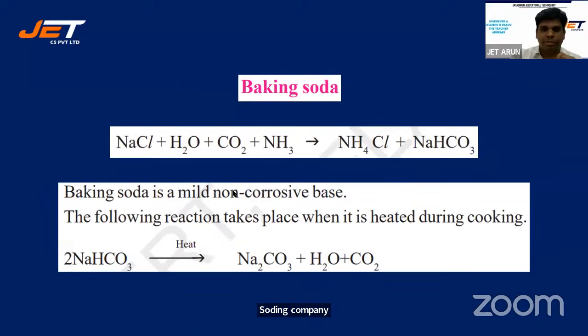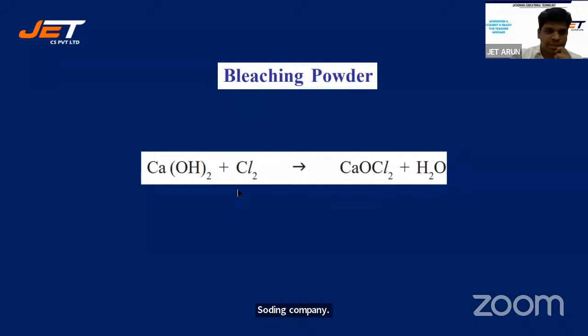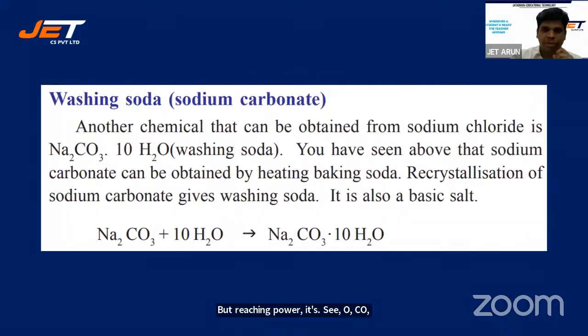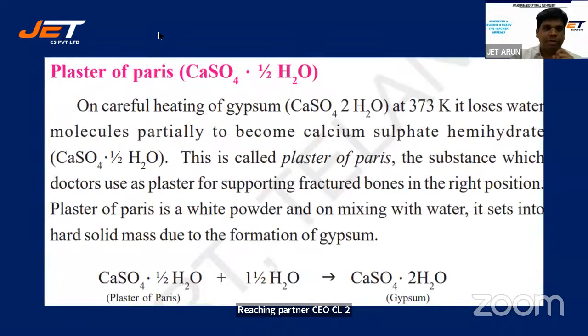Okay. For bleaching powder, it's CaOCl2, students. Bleaching powder is CaOCl2. All right, let's go forward.